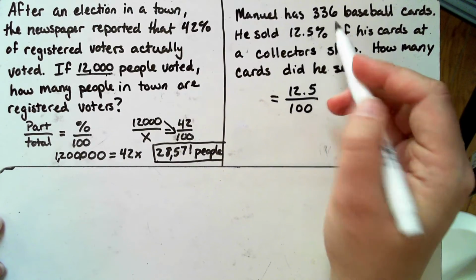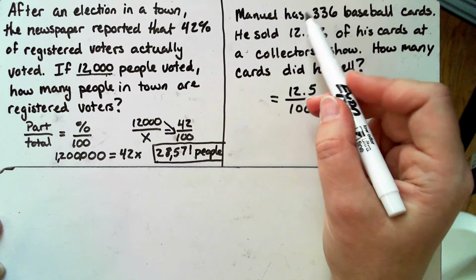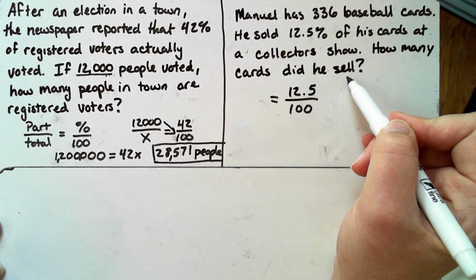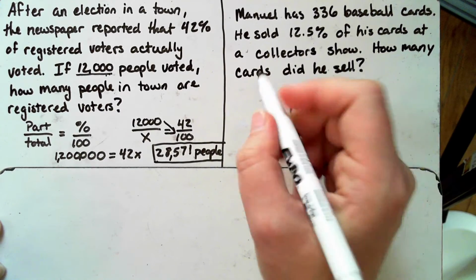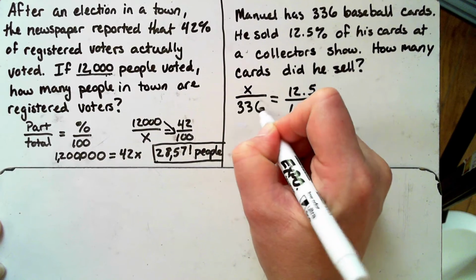And we need to figure out if 336 is his total or if it's the part. Now, this is how many he had, and he sold some. We don't know how many. So this is the total, and we need to find out the part. So X is for part, and total is 336.